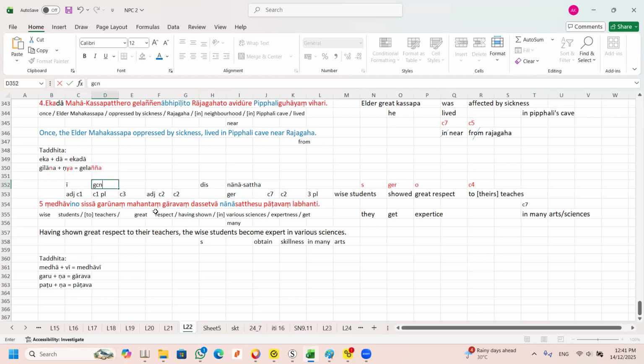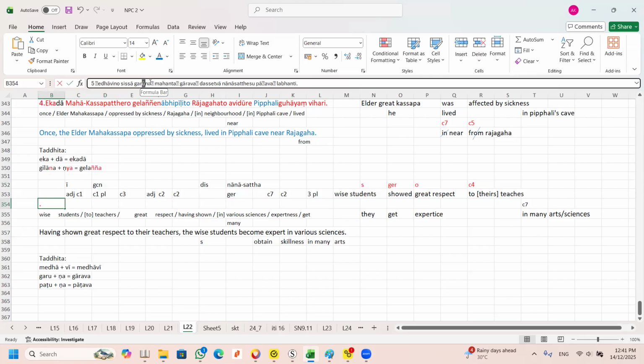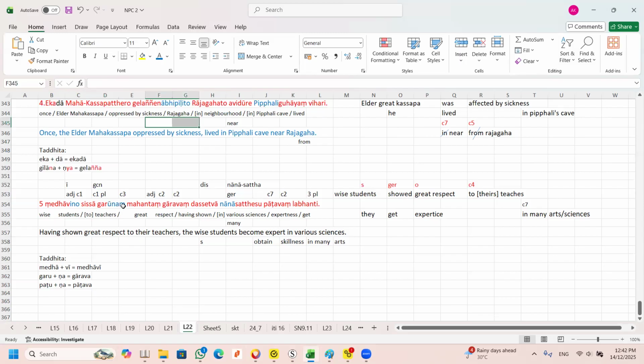Garawa. Garawa means, can you see this is an adjective? Same case, plus this. No, this is not the same case. This is unang. Unang has to be dative or genitive. Garu is teacher, unang means it's plural. This is the adjective, Mahantang.